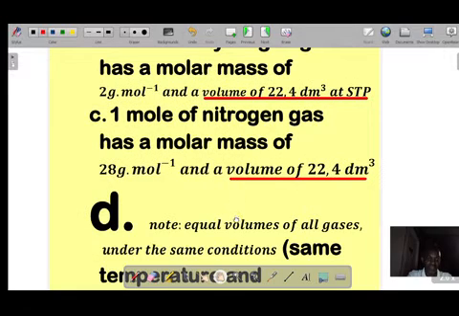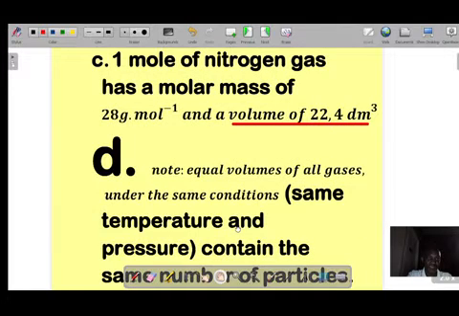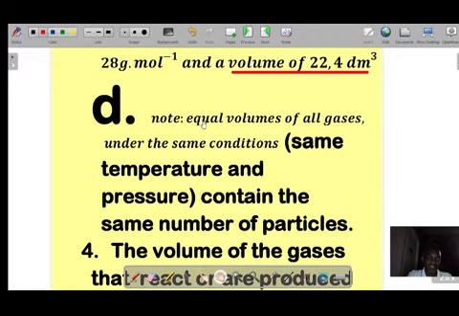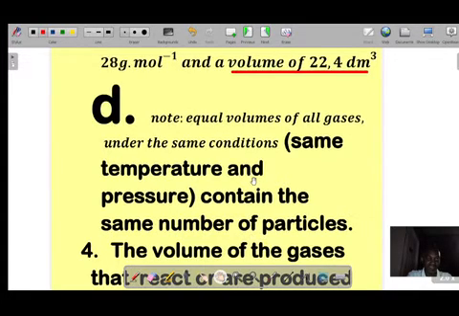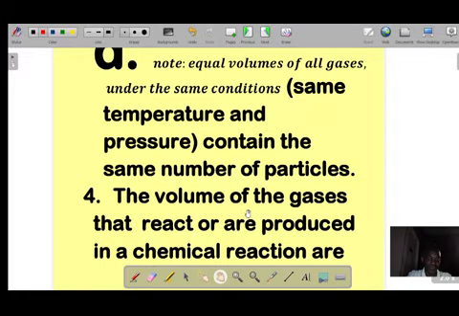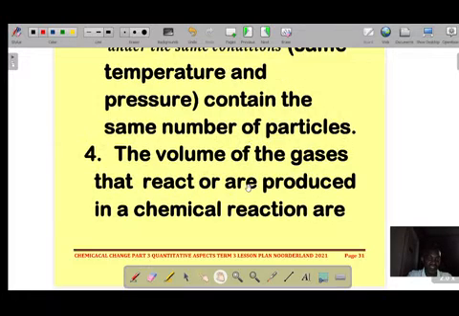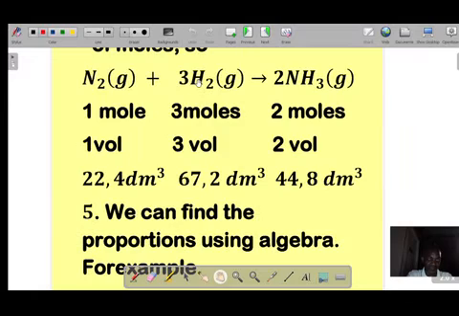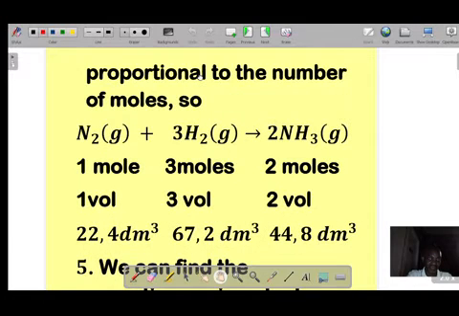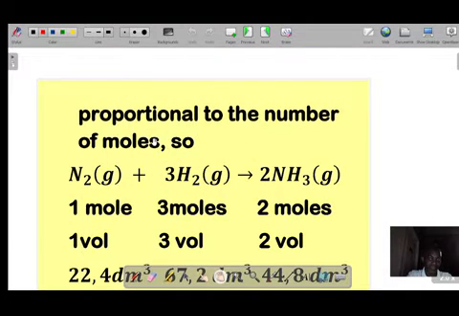So, in conclusion, we can note the following: equal volumes of all gases under the same conditions, that is to say the same temperature and pressure, contain the same number of particles. So the volumes of the gases that react or are produced in a chemical reaction are proportional to the number of moles.